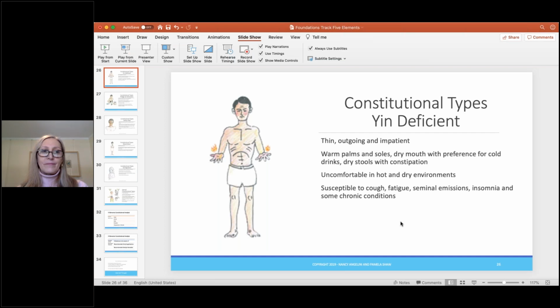Let's see, answers are coming in. We're seeing wood. We've got one for fire. Wood, wood, wood, fire, fire, wood, wood, fire, fire, wood. I threw you off a little bit with the hot hands and feet there, right? That's yin deficient wood. And you'll learn about yin deficient, but go back to the constitutional type, right?